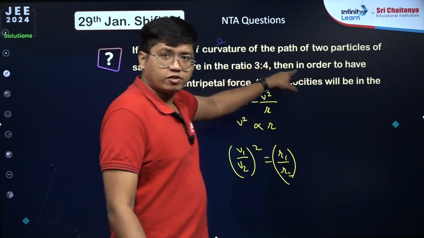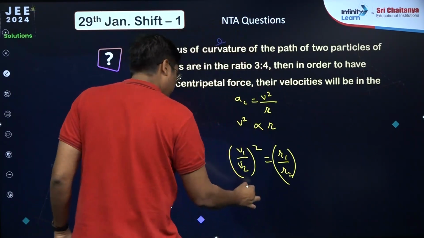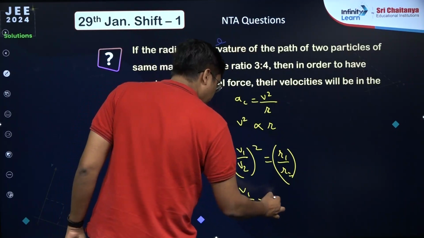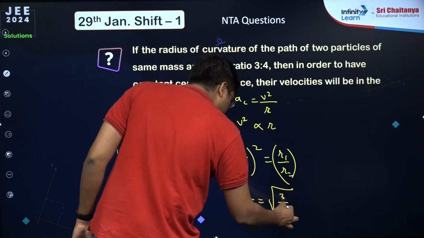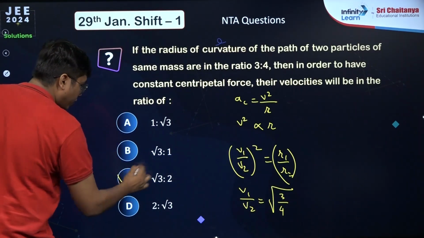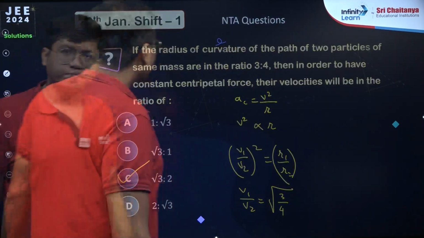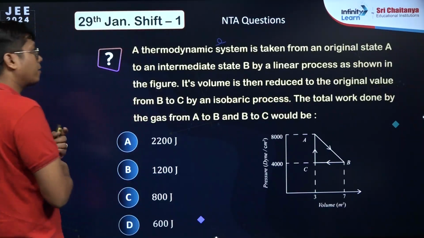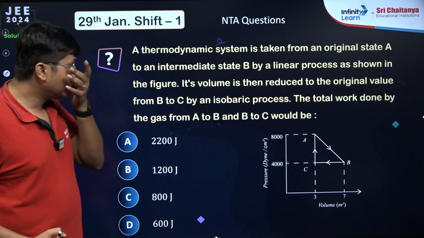R1 by R2 is given as 3 by 4. So V1 by V2 will just be the root of 3 by 4. So it should be root 3 divided by 2. It is option C.